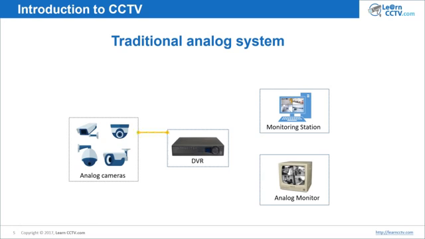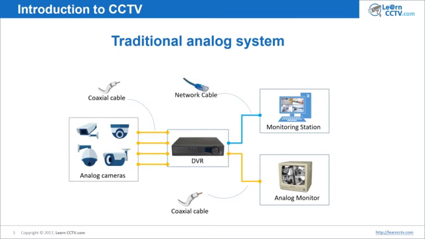So what I'm going to do is just connect some cables from the cameras to the DVR, one cable per camera. And I'm going to use this type of cable. It's a coaxial cable you connect from the camera to your DVR. And then you can also connect the same type of cable from your DVR to your analog monitor. One more cable from the DVR to the monitor station, that will be the network cable. So the system is very simple.